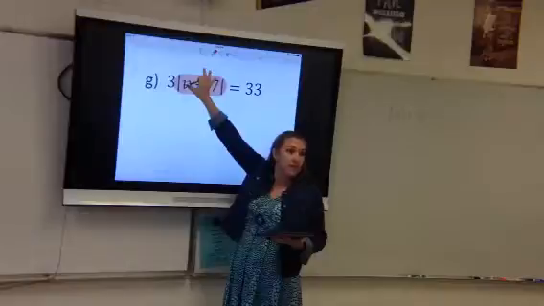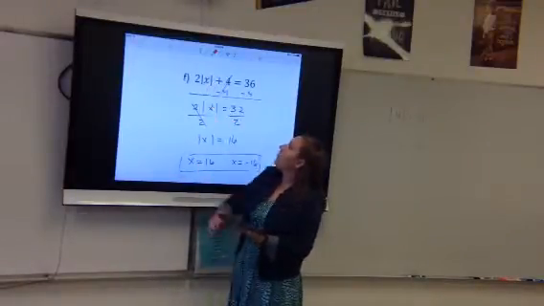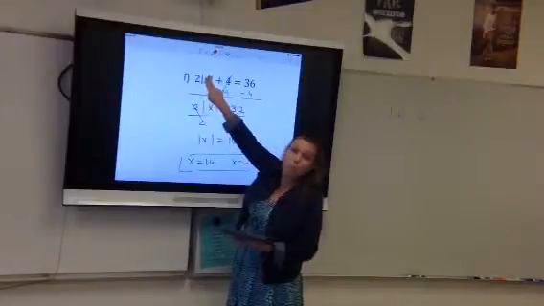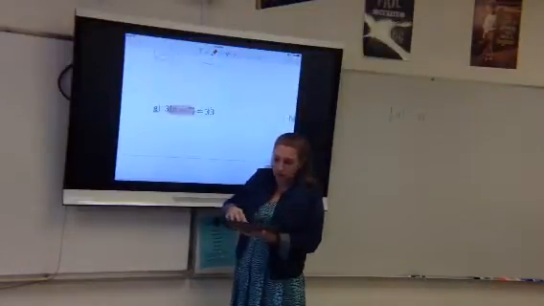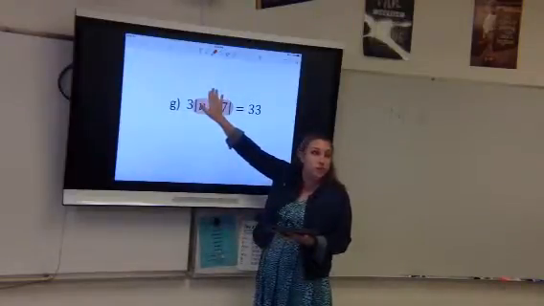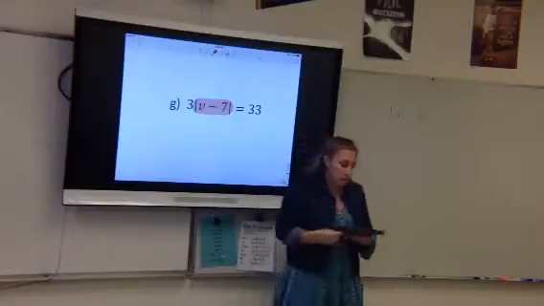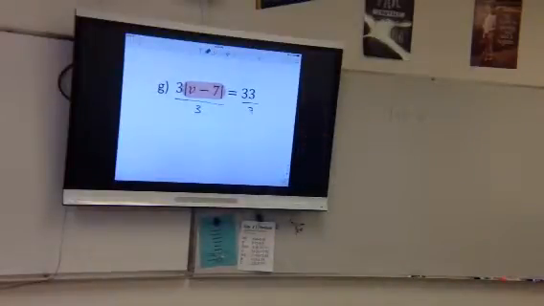What is on the outside, that's what you need to move. It's the same concept right here. If I cover up my absolute value, what's left over? The 4 and the 2, we need to move them. So here, if I cover up my absolute value, what's left over? The 3 on the outside. You need to move the 3 first. So divide by 3 on both sides, and you have the absolute value of v minus 7 equals 11.